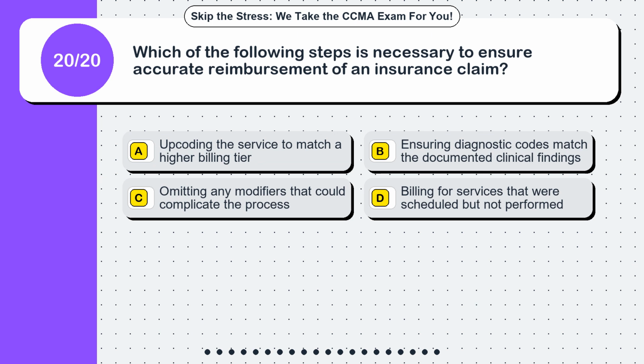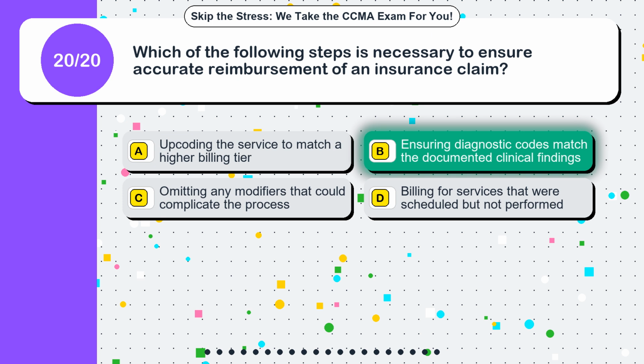Question 20. Which of the following steps is necessary to ensure accurate reimbursement of an insurance claim? Option A, upcoding the service to match a higher billing tier. Option B, ensuring diagnostic codes match the documented clinical findings. Option C, omitting any modifiers that could complicate the process. Option D, billing for services that were scheduled but not performed. The correct answer is option B, ensuring diagnostic codes match the documented clinical findings.